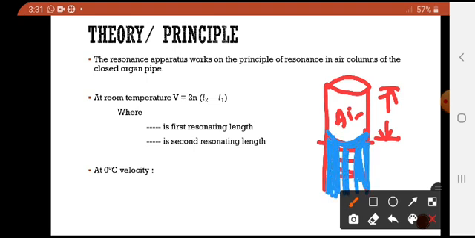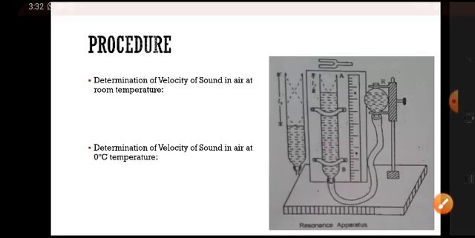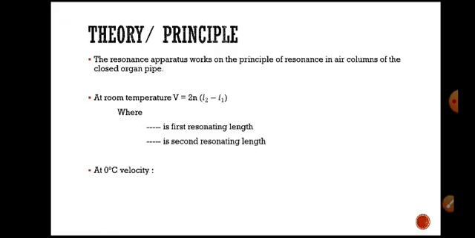So the resonance in the air. This is water, this is air, right? So resonance occurs in an air column in a closed pipe. How does it occur? Based on that principle, this apparatus works. So here you have to find out the temperature of a room. How much temperature is there in the room?